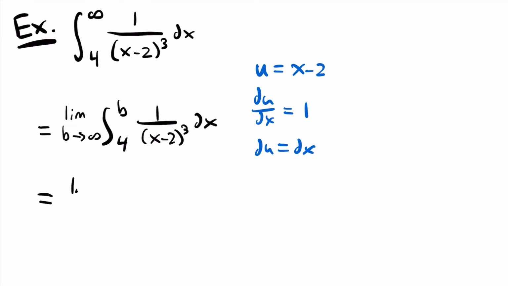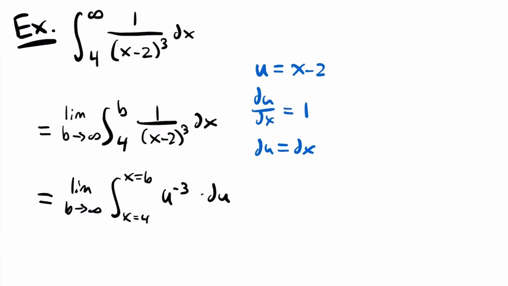This will be equal to the limit as b approaches infinity of the integral from x equals 4 to x equals b of 1 divided by u cubed times du. Okay, so we replaced x minus 2 with u because that's what we set it equal to, and we replaced dx with du because that's what we found that that was equal to. And then once again, I wrote our bounds of integration as values of x so that we don't forget that we can't plug in those bounds into our integral in terms of u. Okay, so let's integrate 1 divided by u cubed. That would be the same as u to the negative third power if we moved that to the numerator by making that exponent negative.